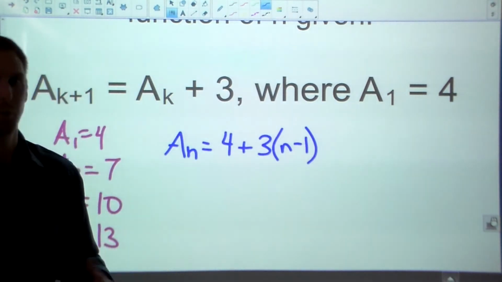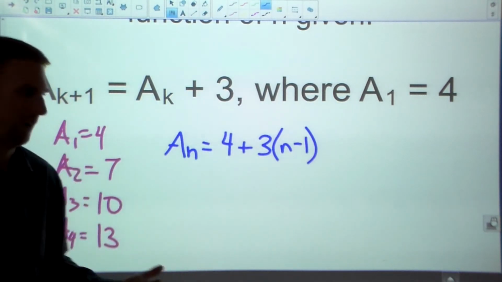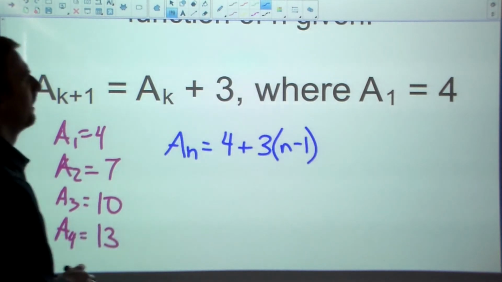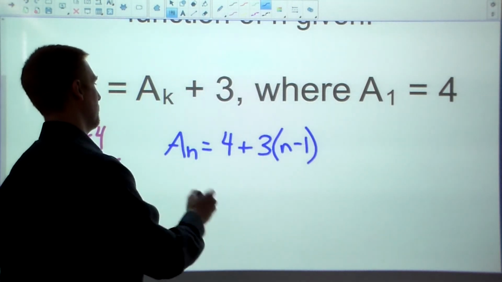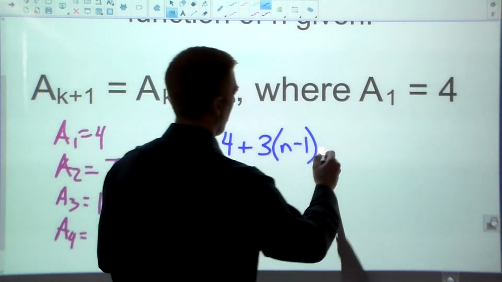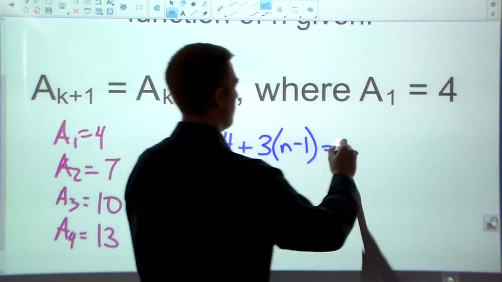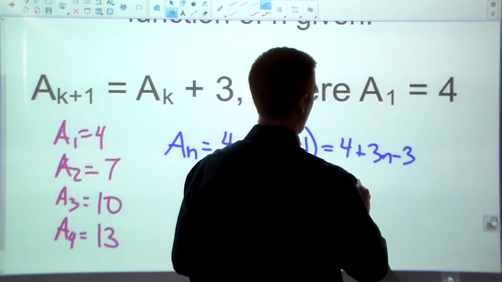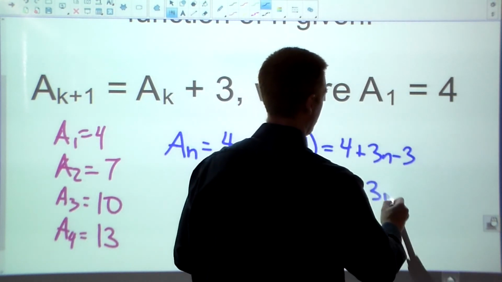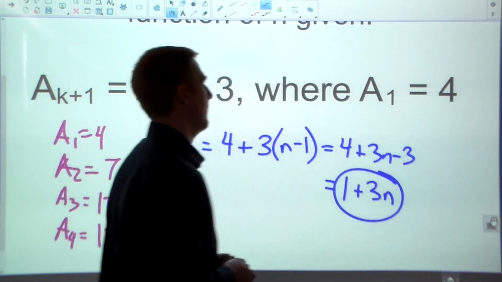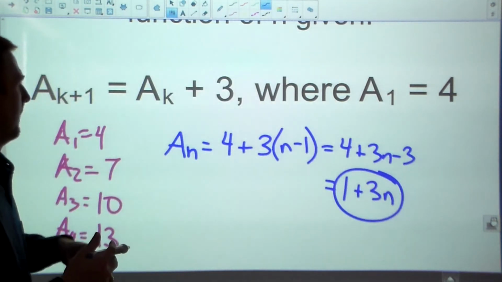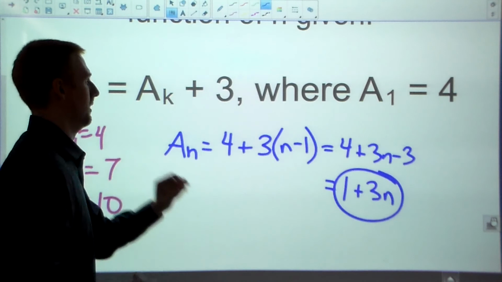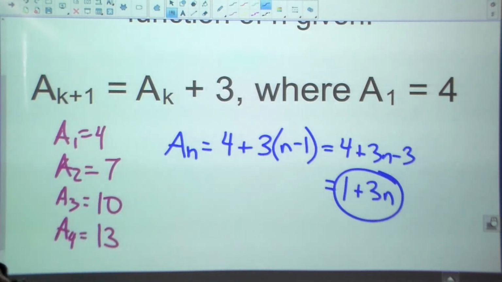But think about that, that was verbatim the definition of arithmetic sequence. So we can think about it that way and just use the formula if that helps. So either way, whatever works, but always reduce this. So 4 plus 3n minus 3. So 1 plus 3n. And that'll do it. That'll define this as an arithmetic sequence instead of a recursive sequence.